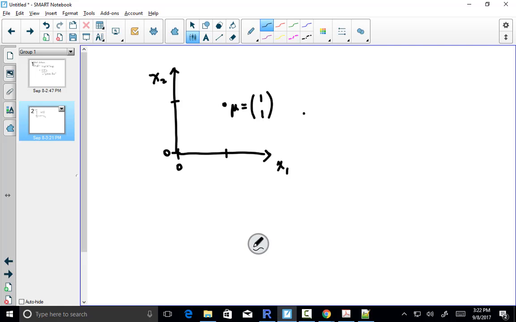And suppose we have some covariance matrix. It's a 2 by 2 covariance matrix. So it's the variance of variable 1 and variance of variable 2 on the diagonals, and then covariances in the off diagonals.